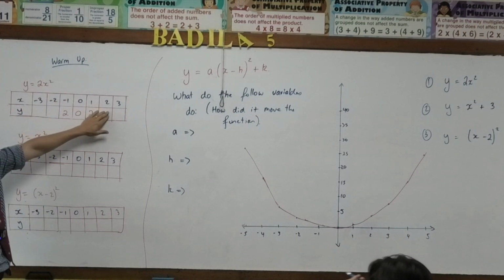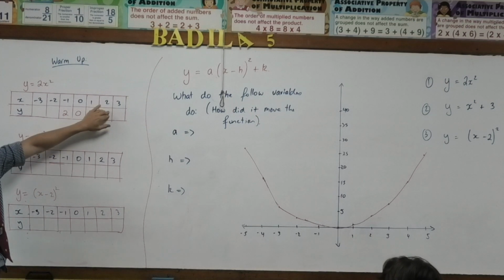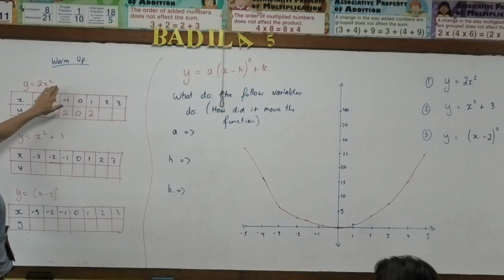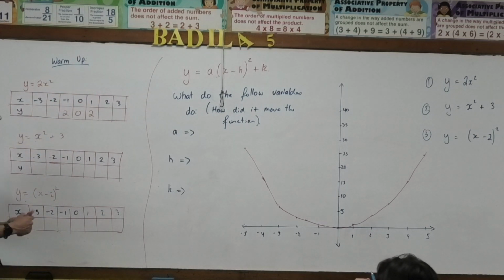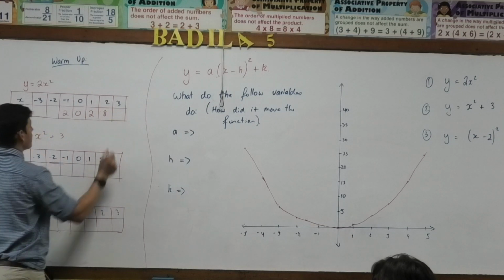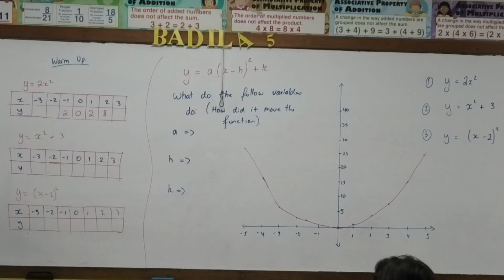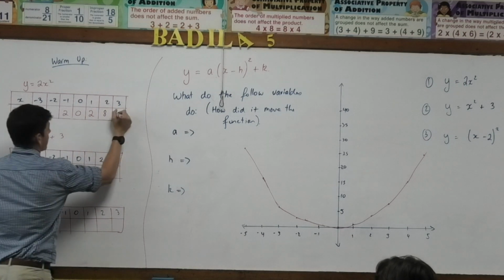So 2 squared is 4. You need to be able to do that in your head. If you can't do that in your head, you need to start asking yourself, how are my times tables going? 2 times 2 is 4. And then we get that final answer and multiply it by 2. 4 times 2, 8. The last one, 3 squared is 9, times 2, 18.